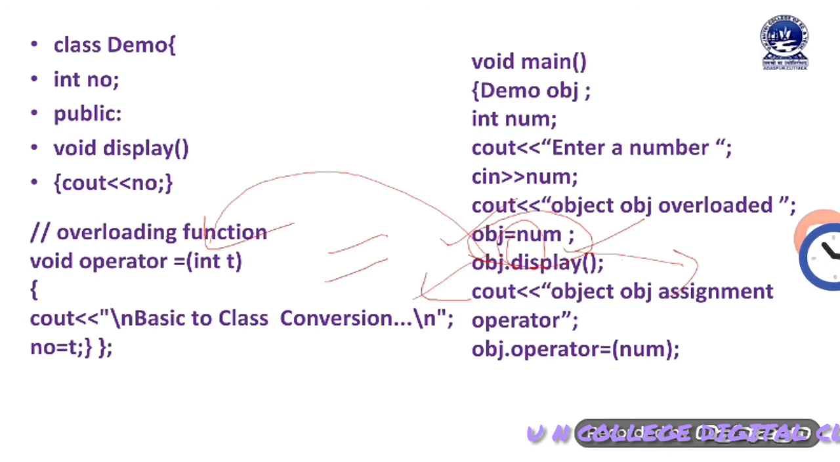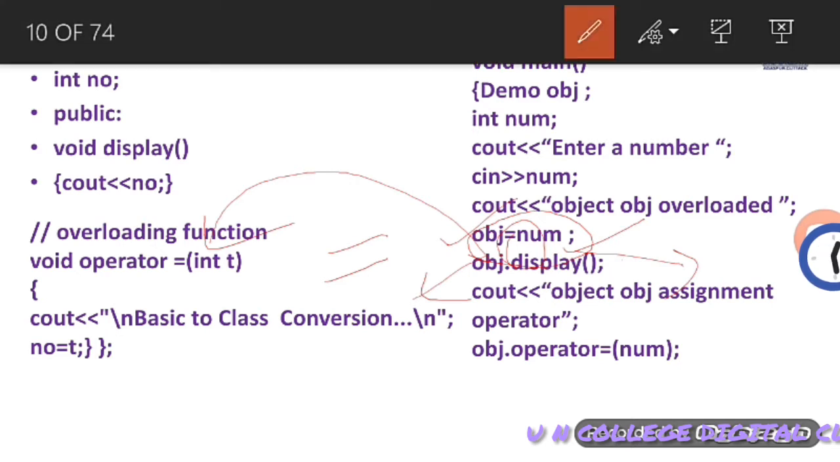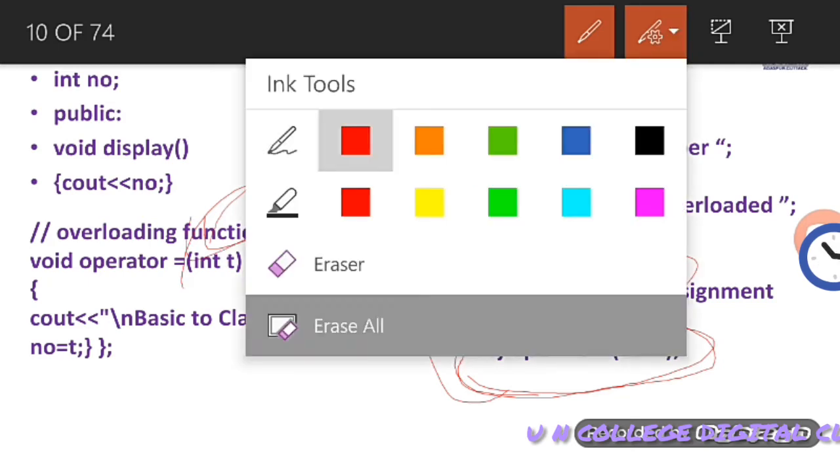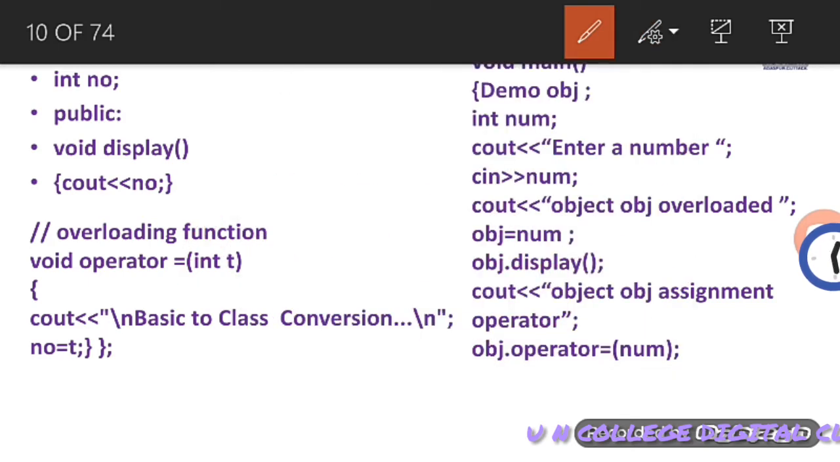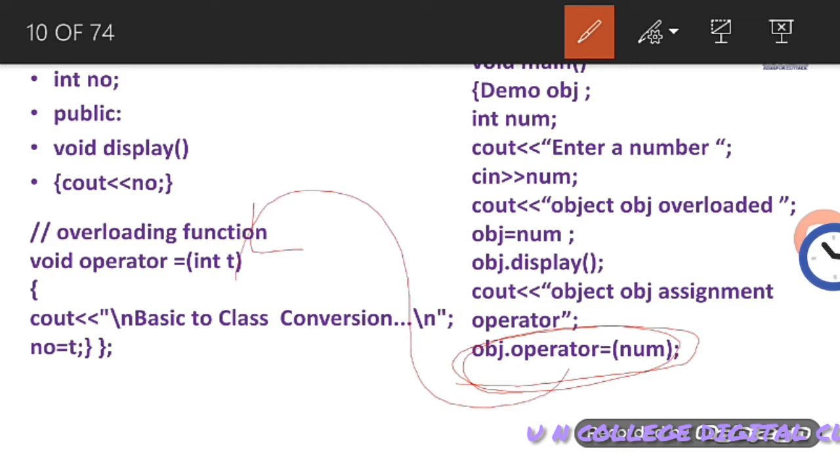We can also perform typecasting by this type of statement also. Here you can see that when we are using this type of statement, this particular function is executed. Let me erase everything and write it again. When you are just using this type of function call, this function will be executed and also typecasting is performed. My point is that you can use this type of statement or this type of statement to overload the operator function for typecasting.